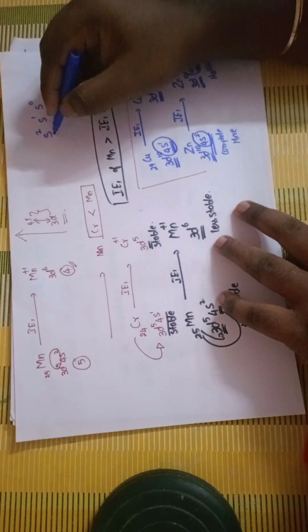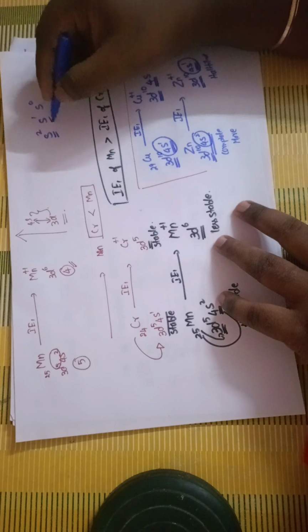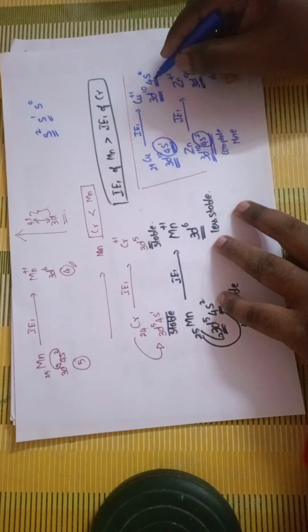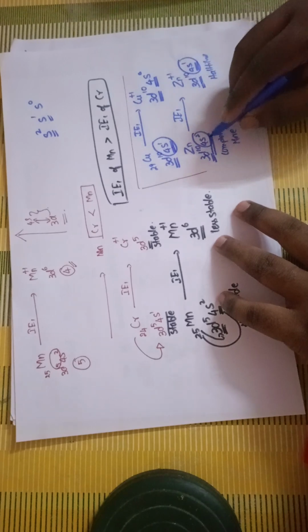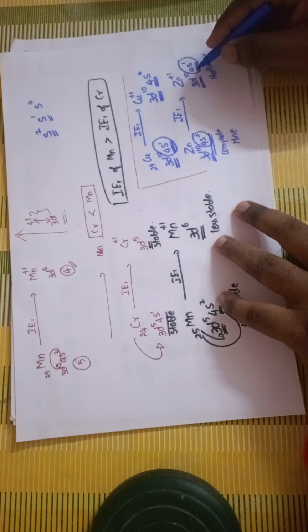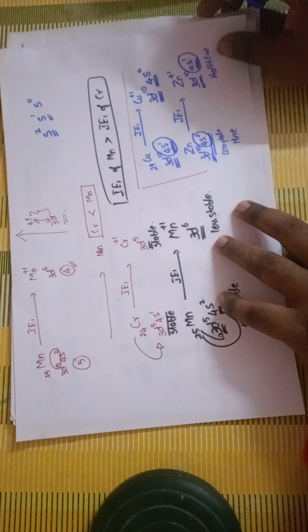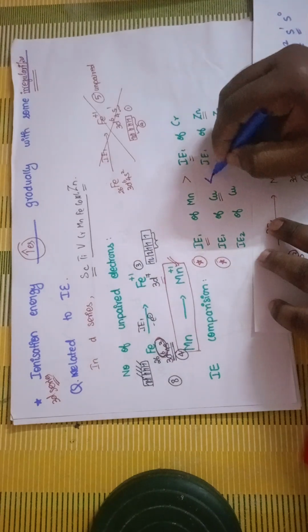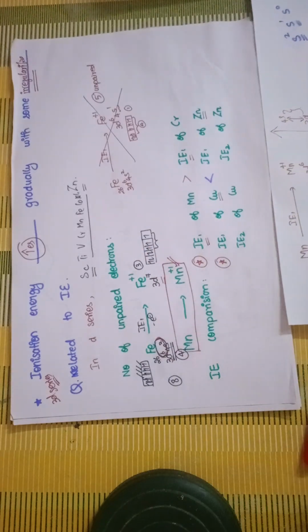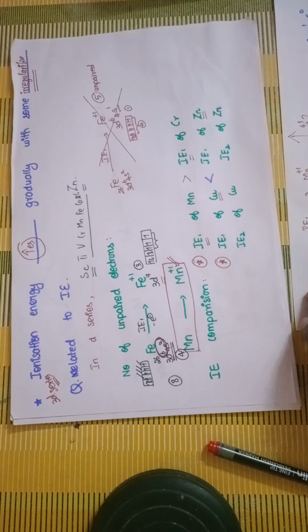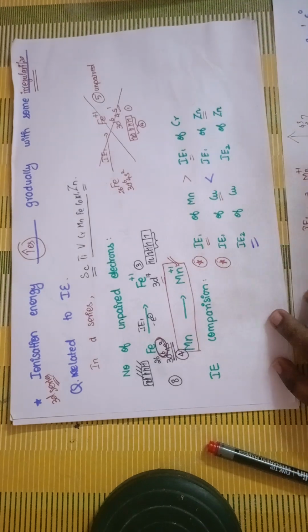S2 is more stable than S1. So S1 to S0, here S2 to S1. This is more stable to less stable. So more stable to less stable, the energy required will be large. So the ionization energy of zinc will be greater than copper. Now IE2, compare the IE2 of zinc and copper.